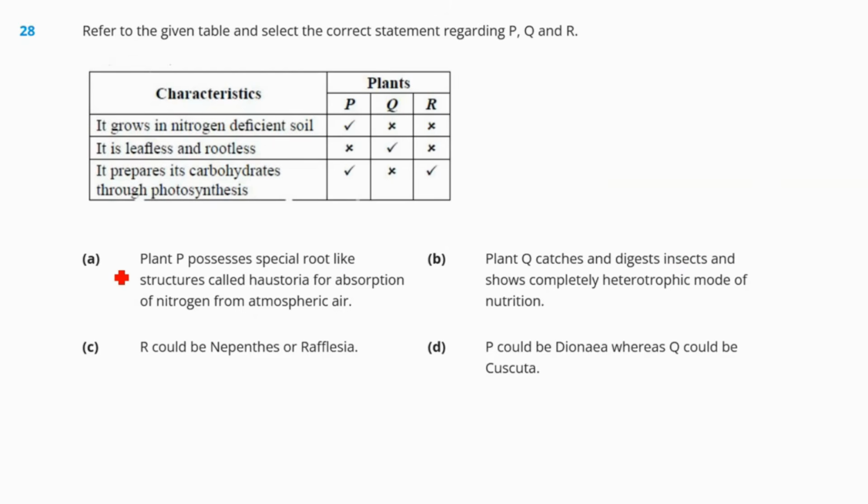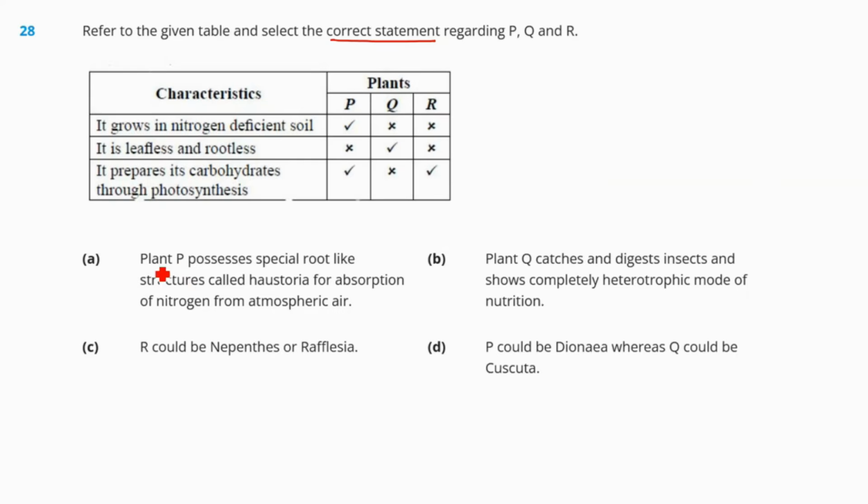Question 28. Refer to the given table and select the correct statement regarding P, Q, and R. P is a plant that grows in nitrogen deficient soil, and it prepares its carbohydrate through photosynthesis. So this can be any insectivorous plant. Q is a plant that is leafless and rootless. So it can be any plant that is dependent on the other plant. And R is a plant that prepares its carbohydrate through photosynthesis. It can be any plant. Let's see the correct statement. Always keep this in mind: whenever you see a question, first see whether they're asking for the correct statement or the incorrect statement.